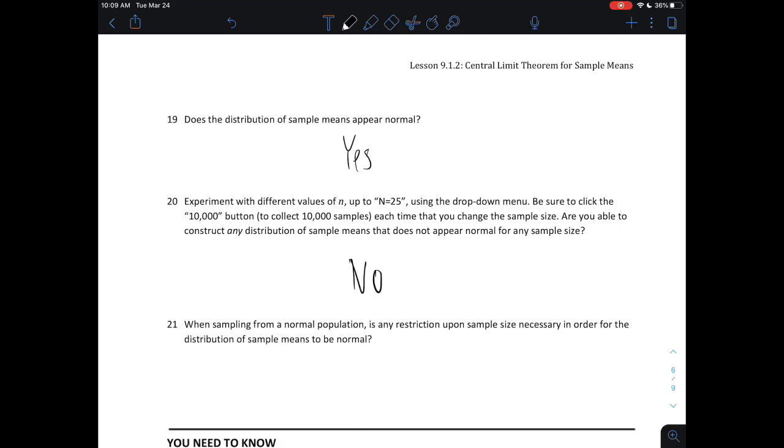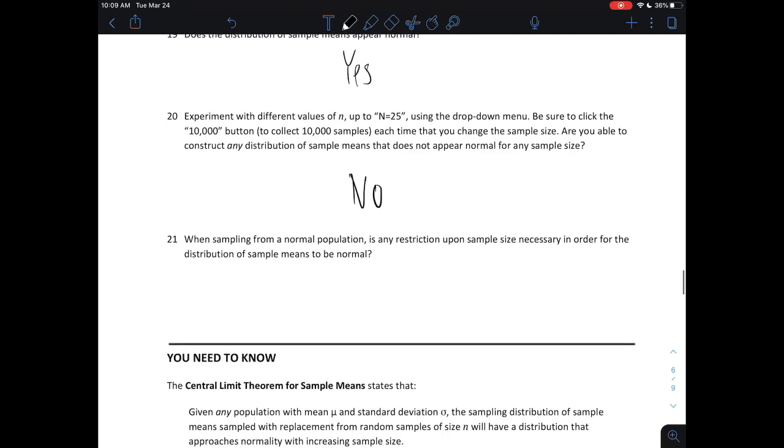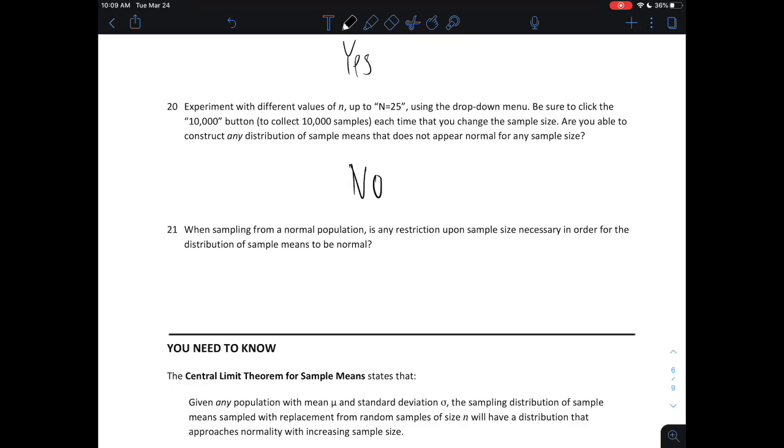And then finally, number 21. When sampling from a normal population, is any restriction upon sample size necessary in order for the distribution of sample means to be normal? No. We saw with n equal 2, we had a normal distribution, and n equal 25, we had a normal distribution that came about in the distribution of sample means. So it didn't matter what the sample size was.